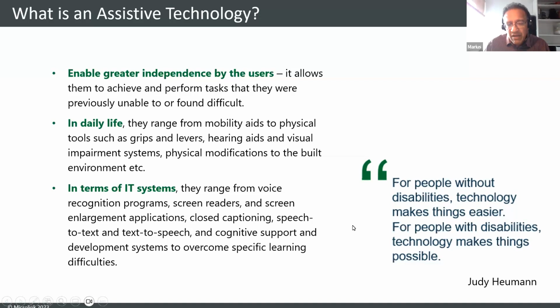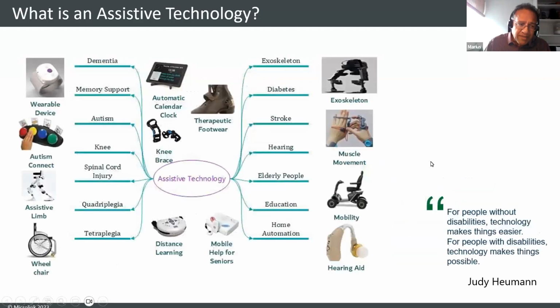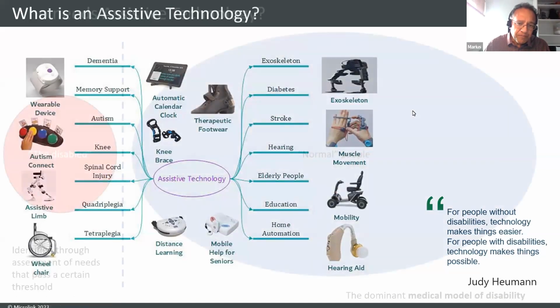I love that Judy Human quote. It is about making things possible. And I think we need to realize that the range of assistive technology is growing rapidly as the technology improves. Who would have thought exoskeletons were possible 20 years ago? Yes, there was Steve Austin and the $6 million man, but my goodness, it's coming alive today. But we'll focus now, I think, more towards communication tools.